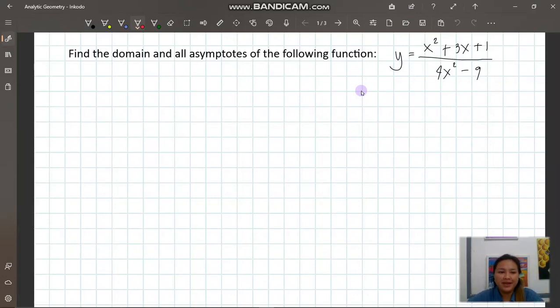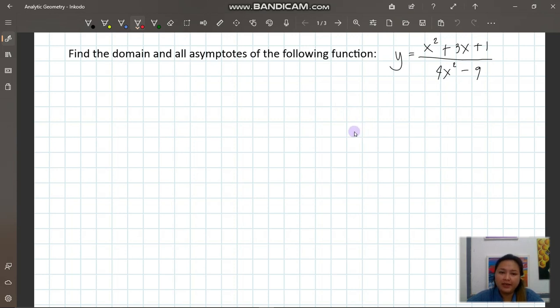In this video, we will be answering a question regarding domains and asymptotes. This is part of analytic geometry, so this will be quite a short problem. Find the domain and all asymptotes of the following function: y is equal to x squared plus 3x plus 1 all over 4x squared minus 9.